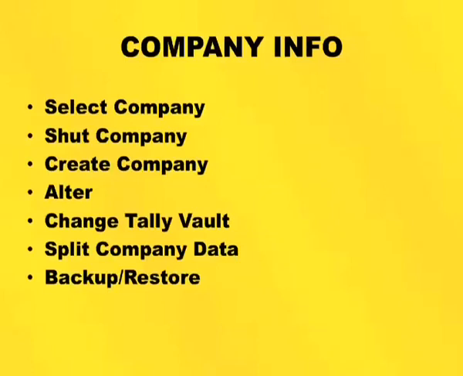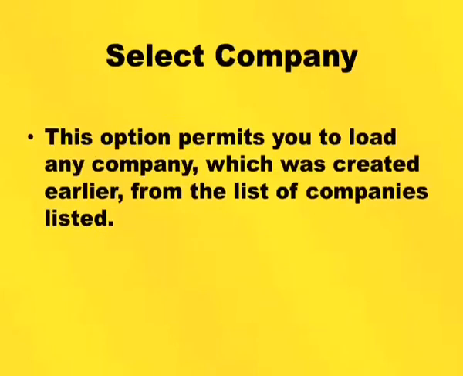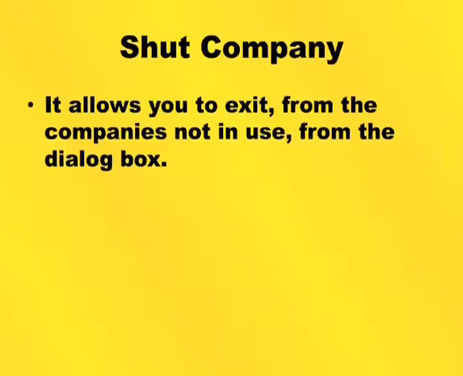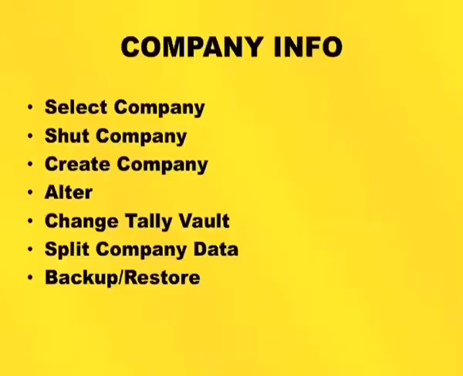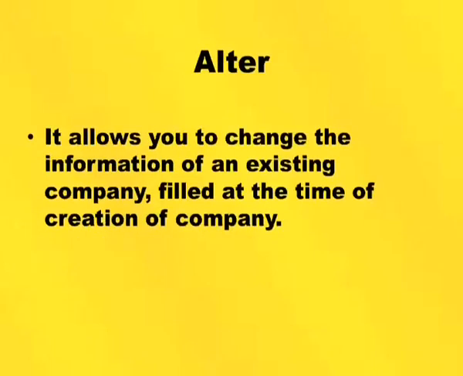First is select company. This option permits you to load any company which was created earlier from the list of companies. Second is set company. It allows you to exit from the companies not in use from the dialog box. Third is create company, same as done above under the same heading. Alter. It allows you to change the information of any existing company. Fill date, the time of creation of company.